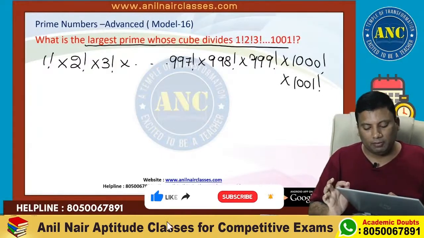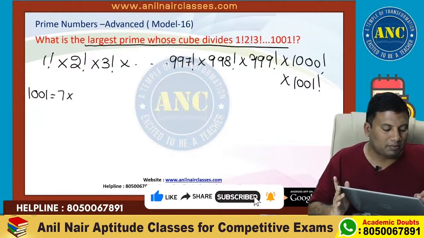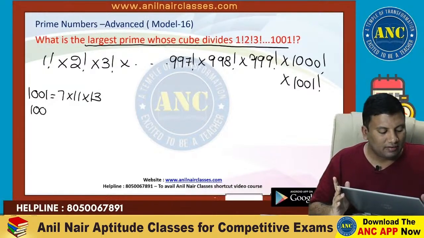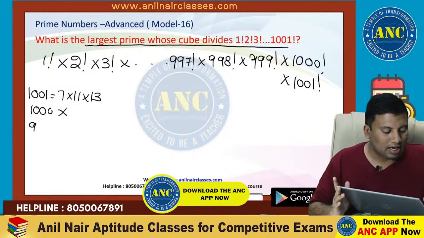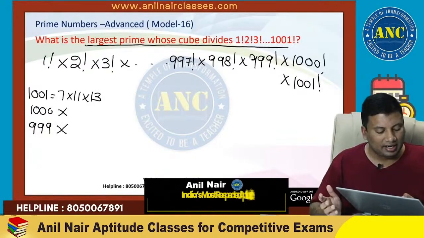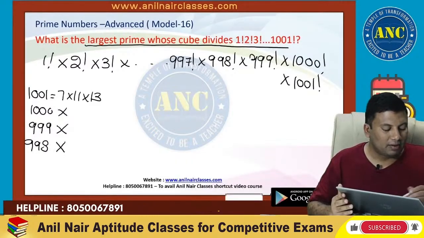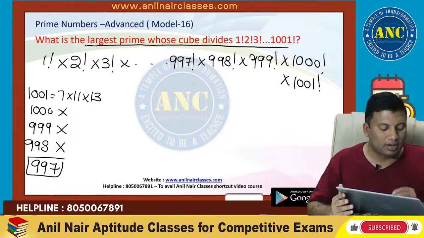Largest prime number. So 1001 is not a prime number: it is 7 into 11 into 13. 1000 is an even number, not possible. 999 is divisible by 9, not possible. 998 is an even number. So let me check whether 997 is prime or composite.